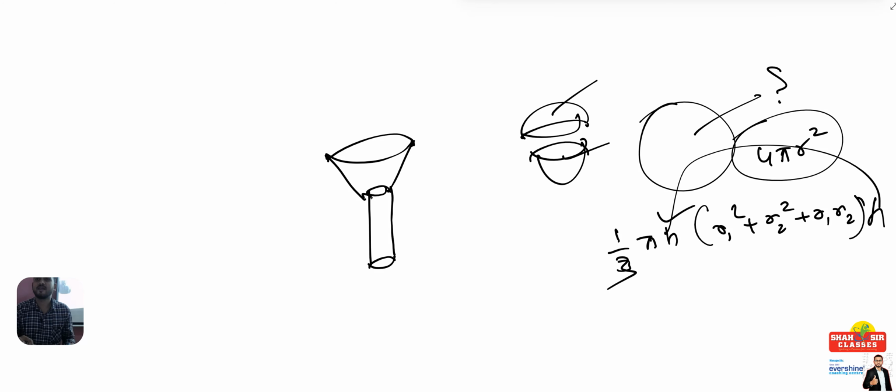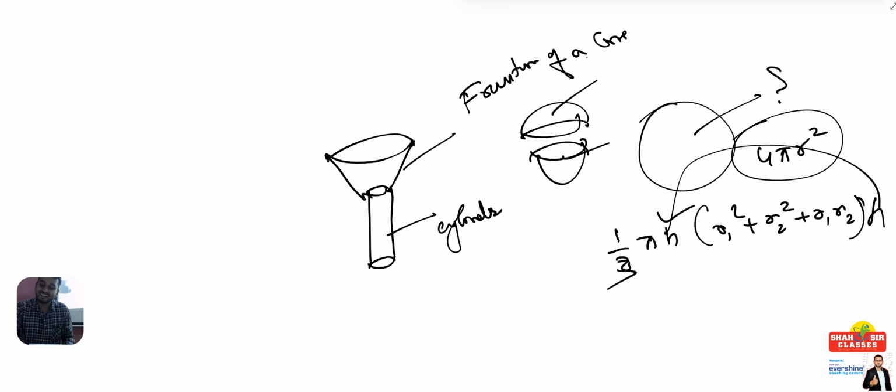Okay. Now the question is, the funnel given in the figure is the combination of what? Bottom part is cylinder. Top part is cone. Frustum of a cone, sir. Not cone, it's a frustum of a cone.